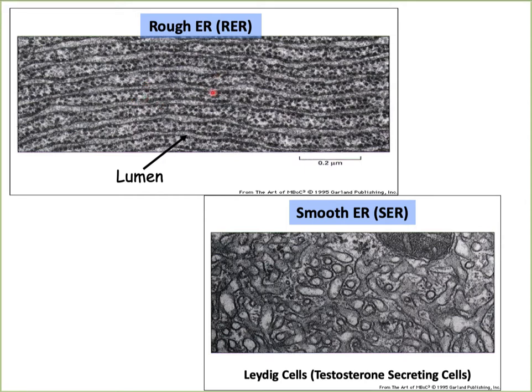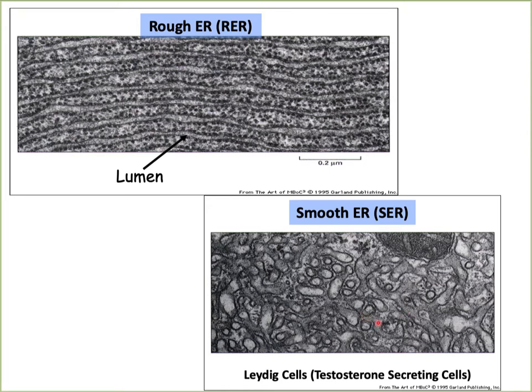You can see the lumen of the ER, and you can see the dark electron dense spots that are lining the lumen of the ER, and those are the ribosomes. There is a portion of the ER which is known as the smooth ER, which does not have any ribosomes bound. Here is an EM of the smooth ER.